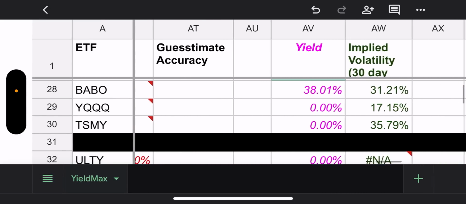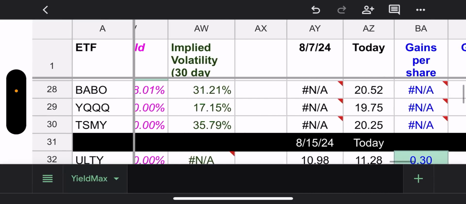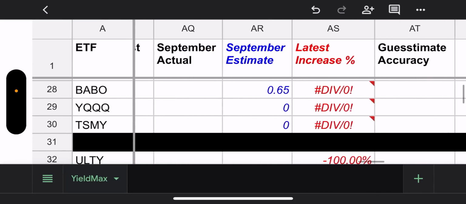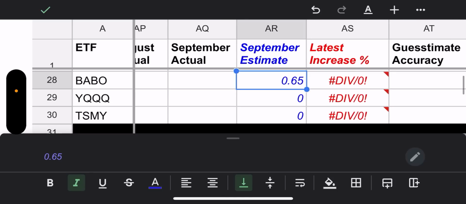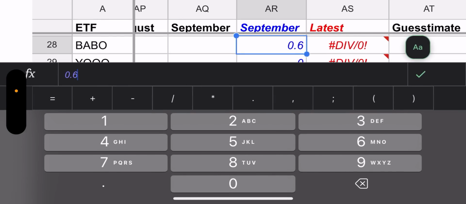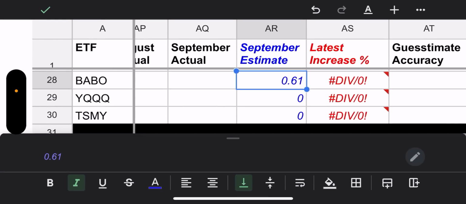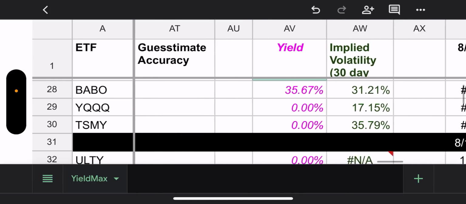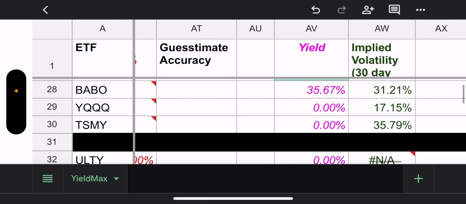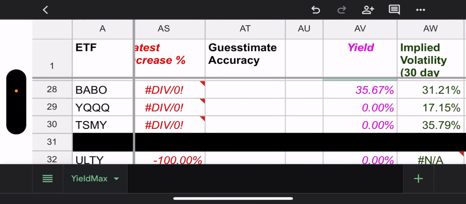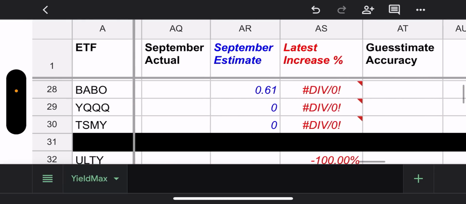All right, what do we got? 38%. They have exactly 1 month too, so kind of being generous there. I'm going to give them 61. I think that sounds better. 61 cents. What do you guys think? Come on, BABO. That's still high compared to that. All right, it's the first month. Sometimes the first month gives them a little more. But yeah, that'll yield 35%.